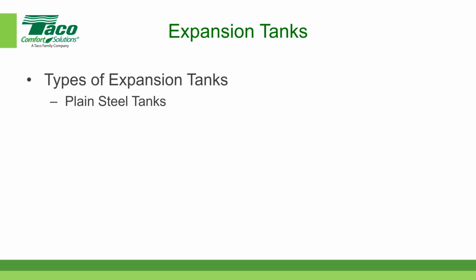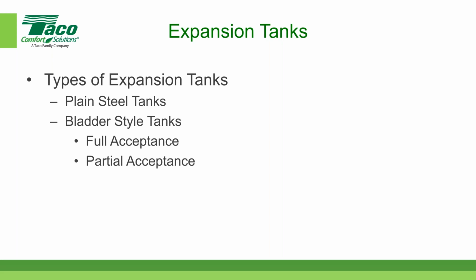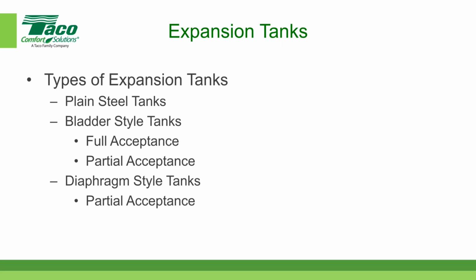The second type is a bladder style tank, and bladder style tanks come in two categories. One is called a full acceptance tank, and the second category is a partial acceptance tank. And I'll get into those definitions in a little bit more detail. And then the last type of expansion tank are diaphragm style tanks, and diaphragm style tanks only come as partial acceptance tanks. Okay, great. So those are the different categories and types of expansion tanks.